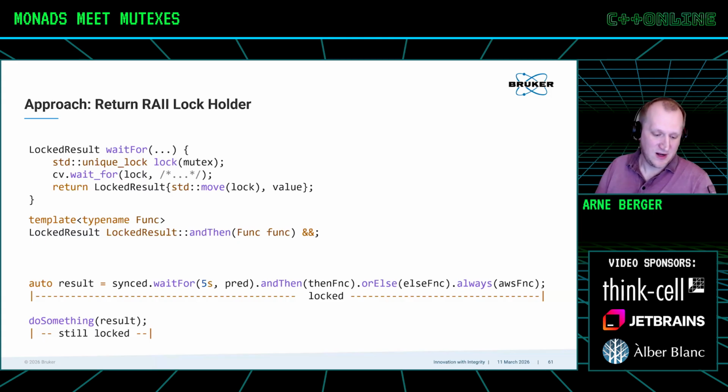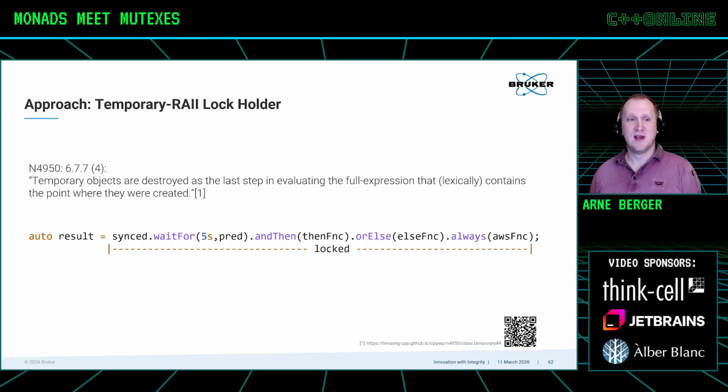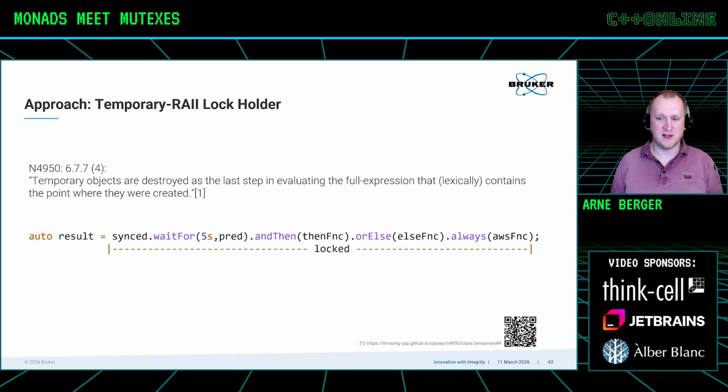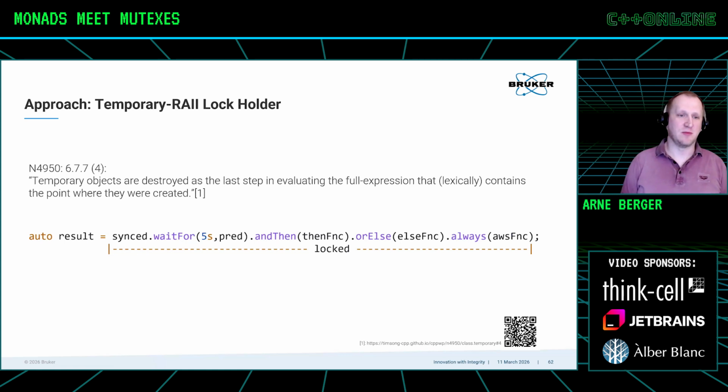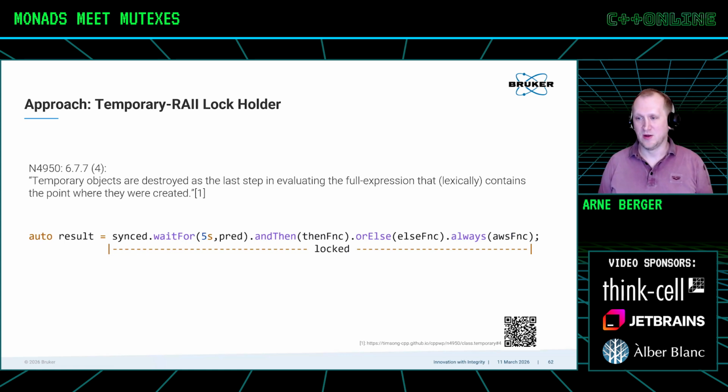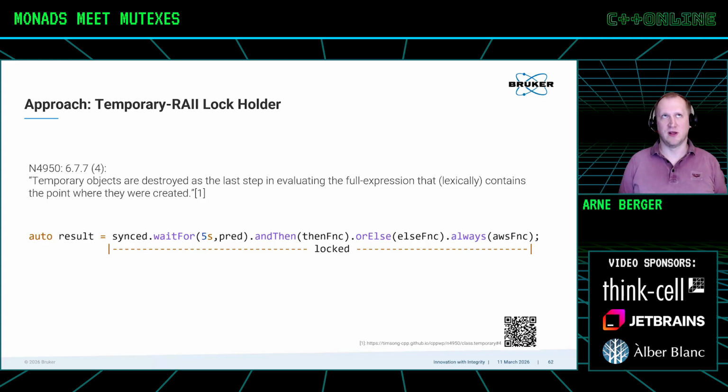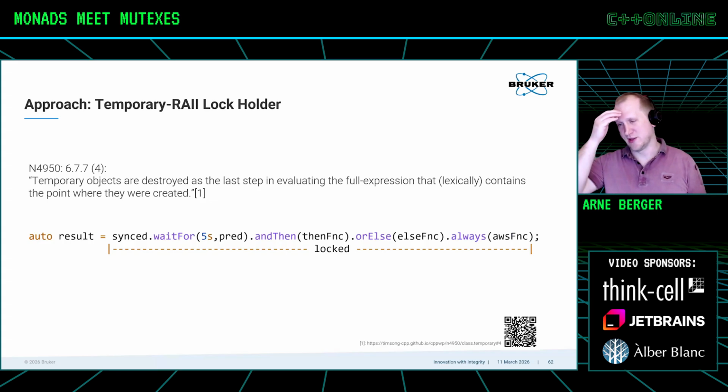And lucky, good for me, there's this passage in the C++ standard. I cited it here. You can look it up in the, I think that's the latest draft of the standard I could look up. The temporary objects are destroyed as the last step in evaluating the full expression that contains the point where they are created. Okay, what that means, the full expression, simply said, ends at the semicolon.